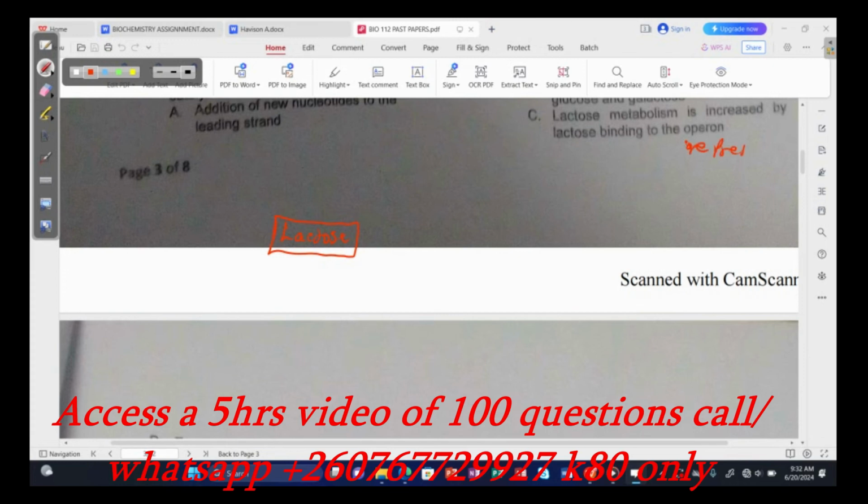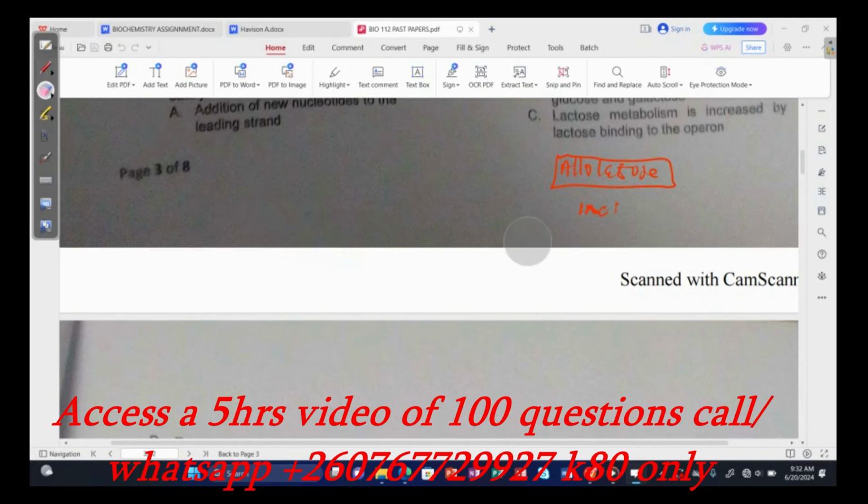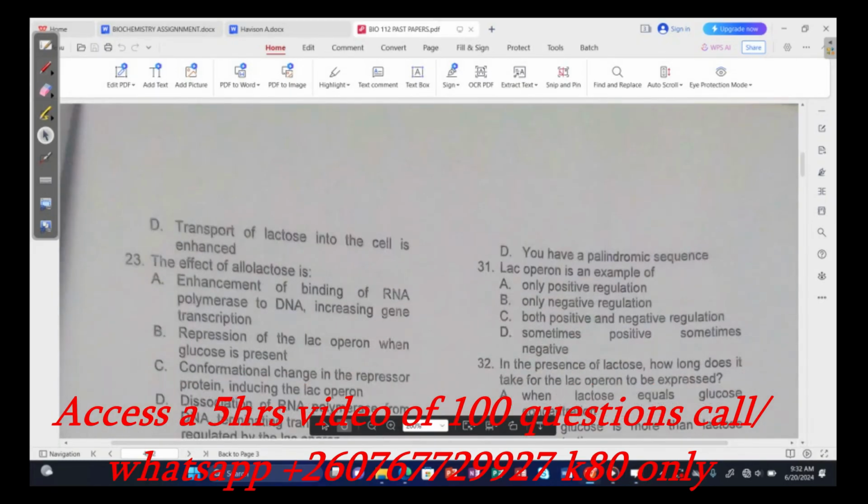And by the way, it's not lactose directly which binds to the repressor. Lactose has to be modified before it binds to the repressor. It has to be modified to become allolactose. When it becomes allolactose, this allolactose is the one which is going to act as an inducer that will bind to the repressor on the operator. Then the repressor will move out of the operator, thereby allowing transcription to take place. So D is going to be the correct answer here.